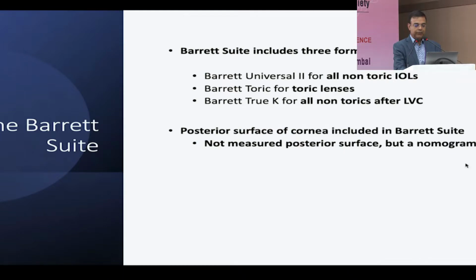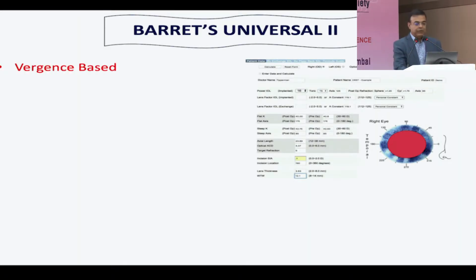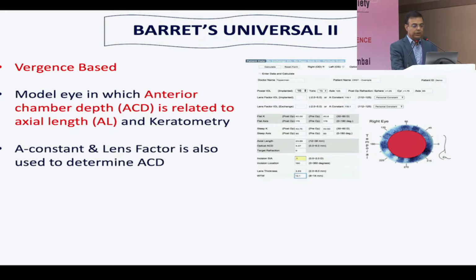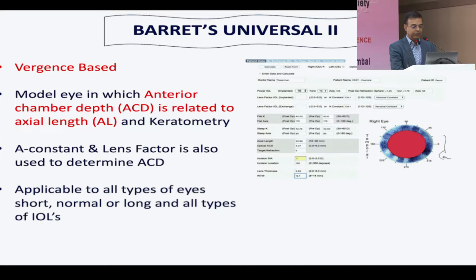So here the important thing is that for the posterior surface in the Barrett's suite, when you're not using the Barrett Total K, or the Barrett's TK, which Shreyas was talking about, you are not using the measured posterior surface, but a nomogram, which is proprietary and has been very useful for 90% of the cases. So the Barrett's Universal 2 being a vergence-based formula, it does use a lens factor and a design factor. So let's see how it works.